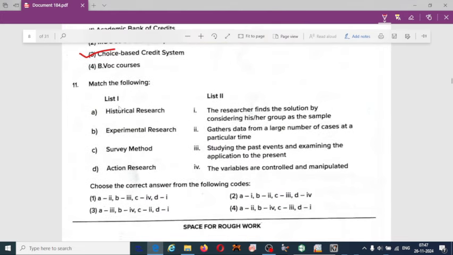Match the following. Historical research is related to the third one, studying past events and examining their application to the present. Experimental research, the fourth one, variables are controlled and manipulated. Survey method is related to the second one, gathers data from a large number of cases at a particular time. Action research is related to the first one, the researcher finds the solution by considering his or her group as the sample. Option 3 is correct here.